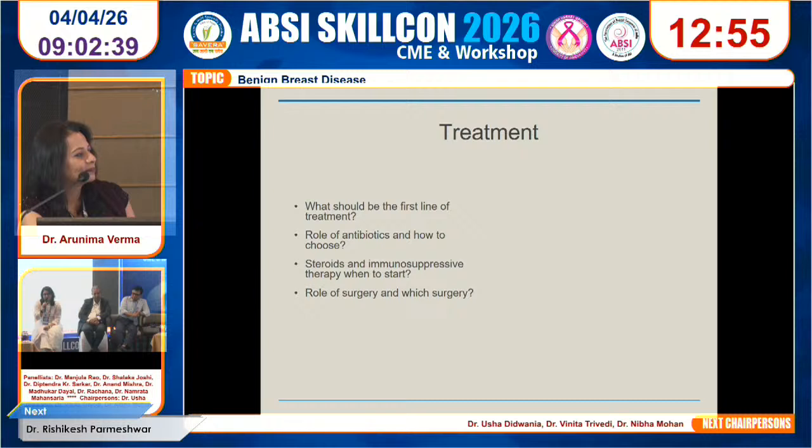So, the protocol that I usually follow, I agree with Dr. Sarkar when he said that if there are no signs of inflammation, you don't start antibiotics. I haven't come across that scenario very often. More often than not, they come with discharging sinuses and redness and features mimicking malignancy. So what I always do, once I know that it's a granulomatous mastitis, is aspirate it under antibiotic cover. If you don't aspirate it, the antibiotics don't work.